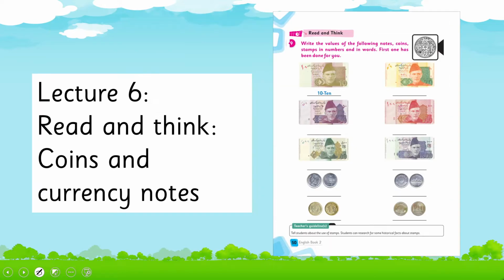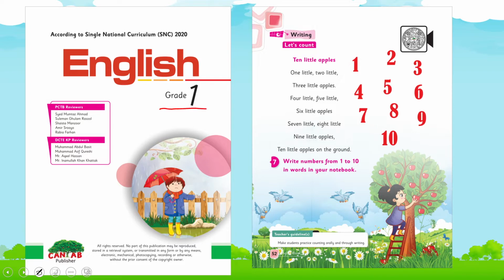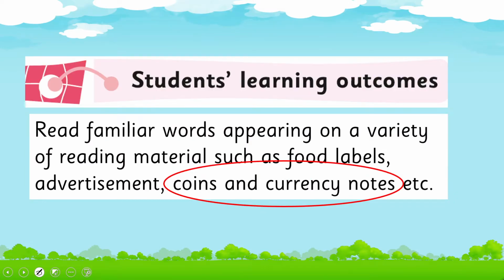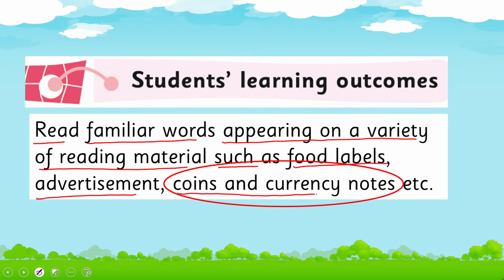Yes, my dear students, today under the title of Read and Think, we are going to read coins and currency notes. Before this, in English for grade 1, I have taught you how to write numbers. Remember? 1, 2, 3. If you don't remember, you can watch this video lecture again. Today we are going to learn further to read familiar words appearing on a variety of reading material such as food labels, advertisements, coins and currency notes, which is our focus from this SLO.